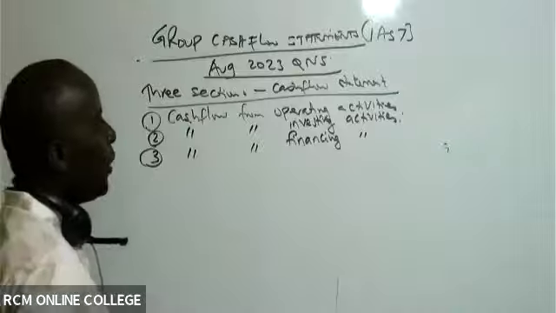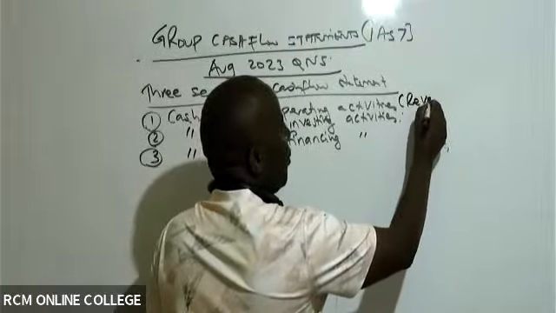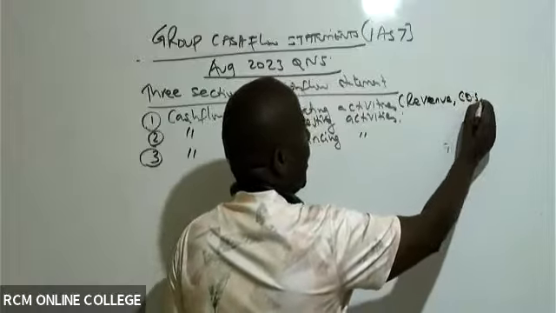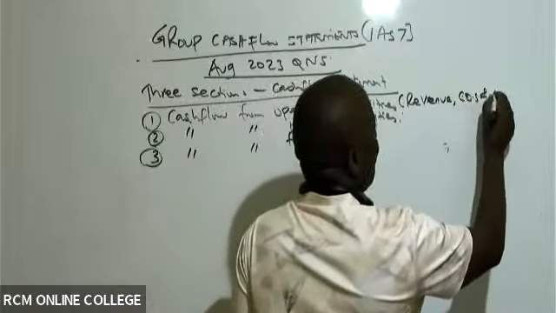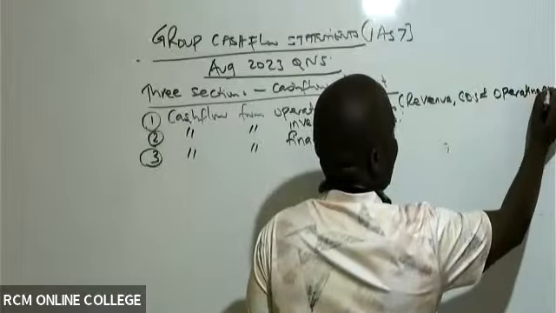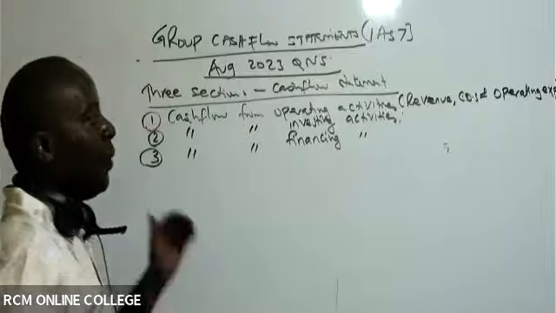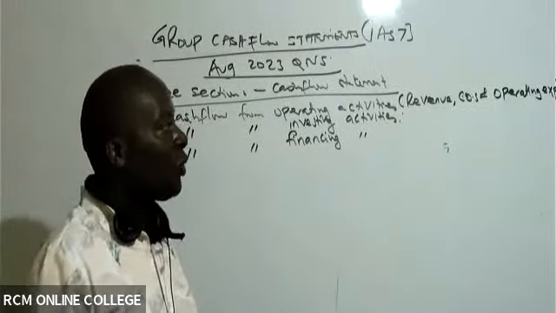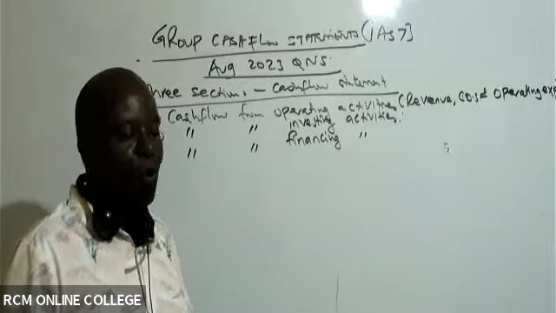So basically, when we talk of operating activities, we are looking at revenue, cost of sales, and operating expenses. Those 3. Our revenue, our cost of sales every day. When we sell things, you're going to be incurring this cost of sales. And you're going to have operating expenses.